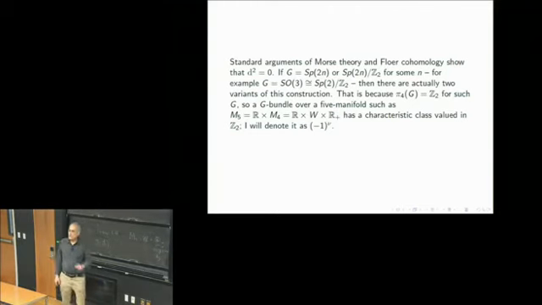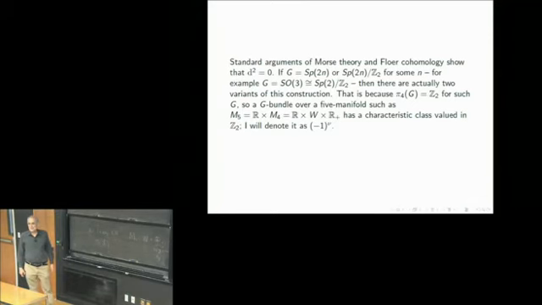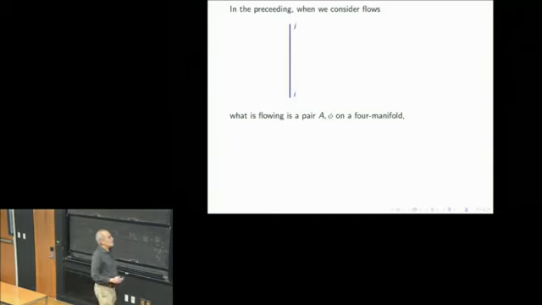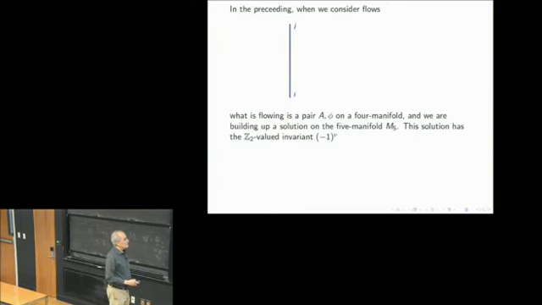I'll think of Z2 multiplicatively, so I'll write the characteristic class as -1 to the nu. Well, nu is an additive representation, and -1 to the nu is multiplicative. In what we did before, when we consider flows, what's flowing is a pair A and phi on a 4 manifold, building up a solution on the 5 manifold M5. This solution has the Z2 valued invariant -1 to the nu.